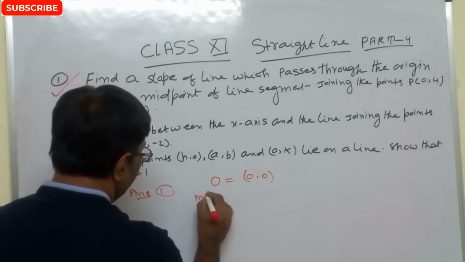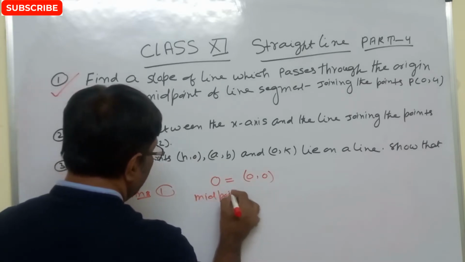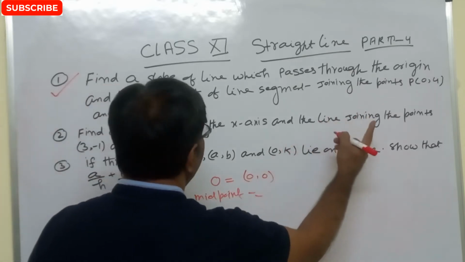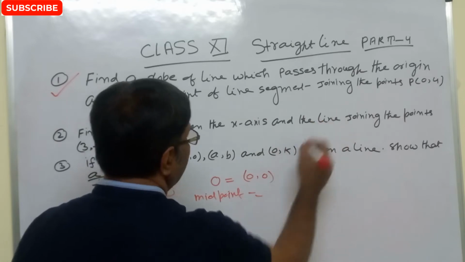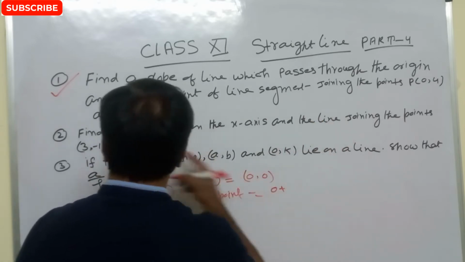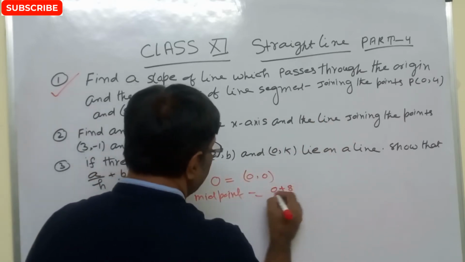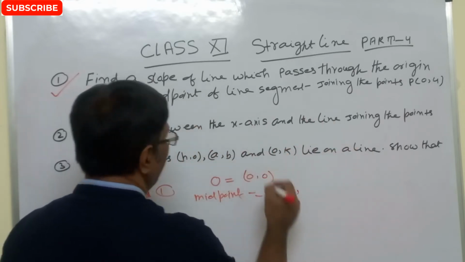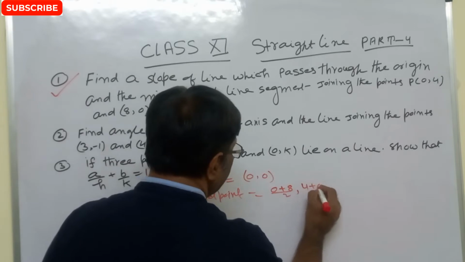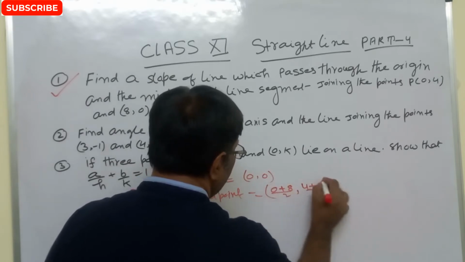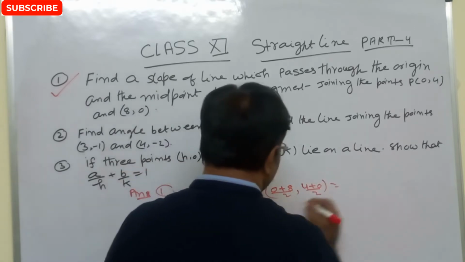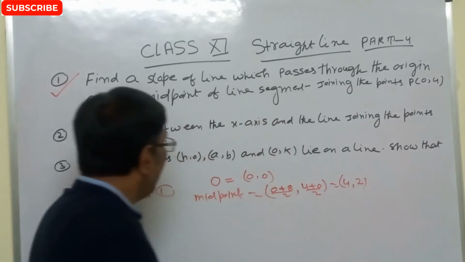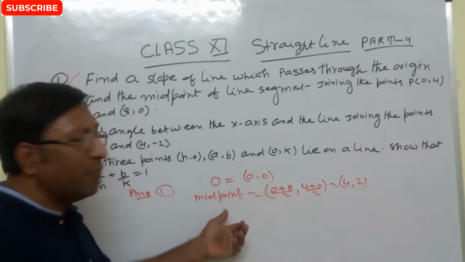So midpoint equal to what? That is (x1 plus x2) by 2. So this is 0 and this is 8. So 0 plus 8 by 2. Again y coordinate, y1 plus y2. So this is 4 plus 0 by 2. So midpoint will be what? 8 by 2, that is 4. 4 by 2, that is 2. So origin is 0, 0 and midpoint is (4, 2).